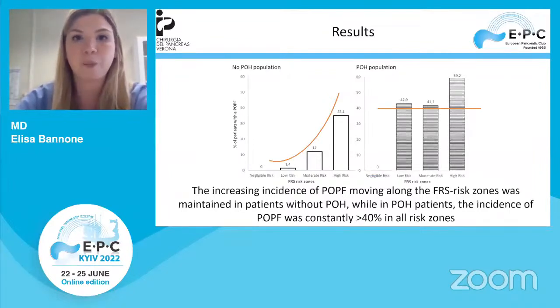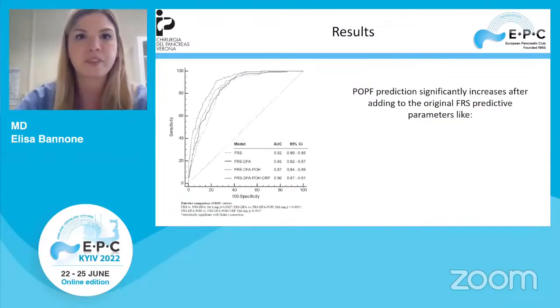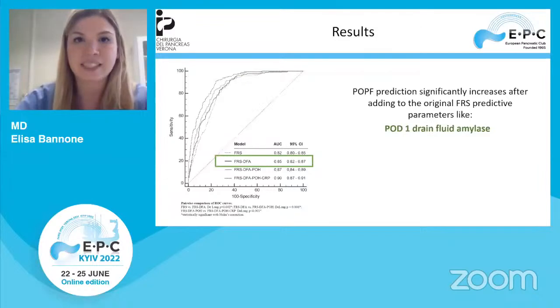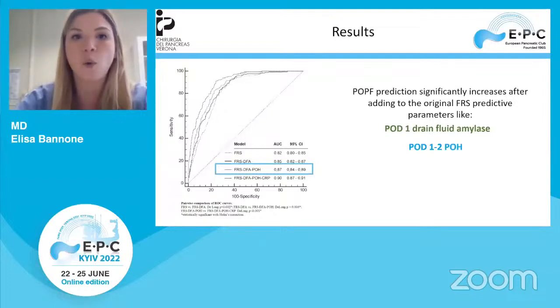This is particularly important for patients previously classified at low to moderate risk for fistula, with fistula incidence escalating 2 to 10-fold compared to the intraoperative FRS estimates. Such a significant stage migration associated with POH makes its identification critical. So we decided to test the added value of the postoperative biochemical values to the initial risk stratification using FRS. Fistula prediction significantly increased after adding sequentially drain-through amylase activity on postoperative day 1, POH estimated on both postoperative day 1 and 2, and C-reactive protein on day 3.